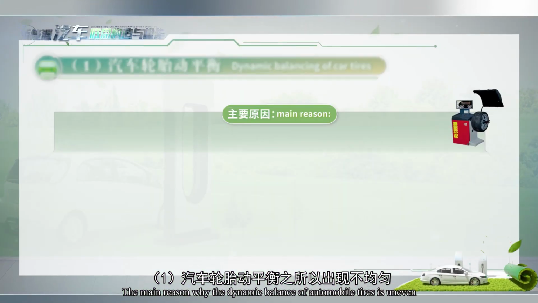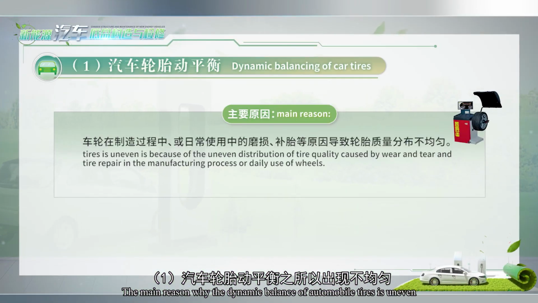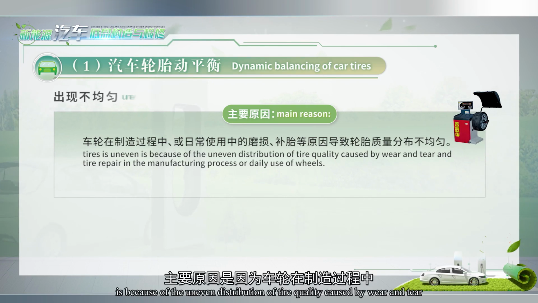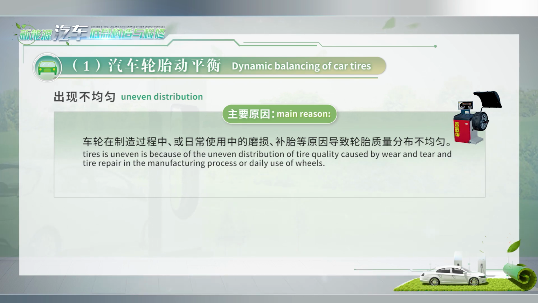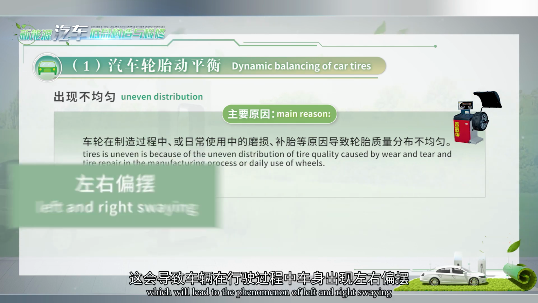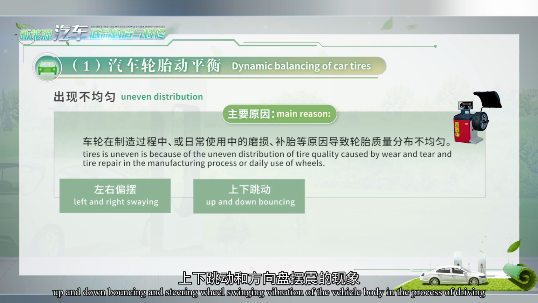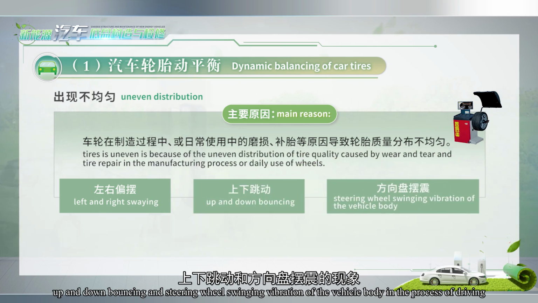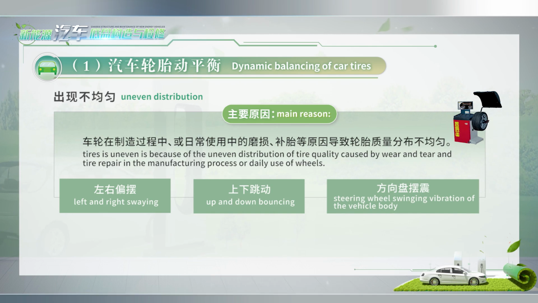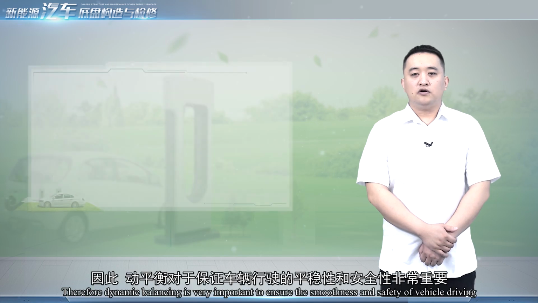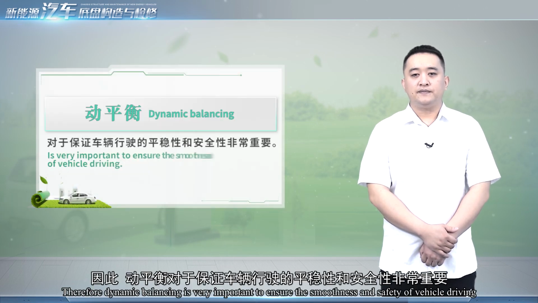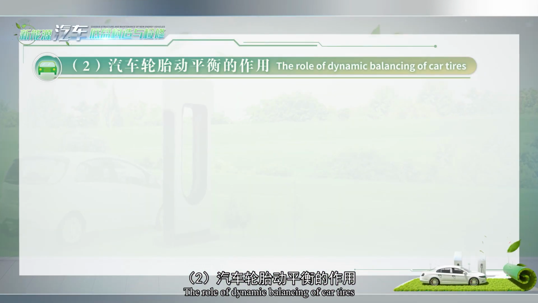The main reason why the dynamic balance of automobile tires is uneven is the uneven distribution of tire mass caused by wear and tear and tire repair in the manufacturing process or daily use of wheels, which will lead to left and right sway, up and down bouncing, and steering wheel vibration while driving, which will bring an uncomfortable sense of driving and riding. Therefore, dynamic balancing is very important to ensure the smoothness and safety of vehicle driving. The role of dynamic balancing of car tires.